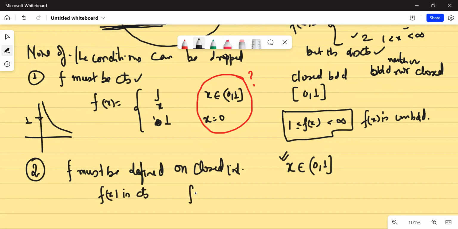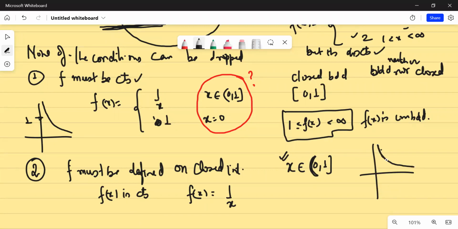Let's take an example. So let us take a function f of x is equal to 1 upon x. Clearly this function is defined on this interval. 0 is not included, see. And you can see that your function is clearly continuous. Where does discontinuity come? At 0. But you have not included 0 in this interval.